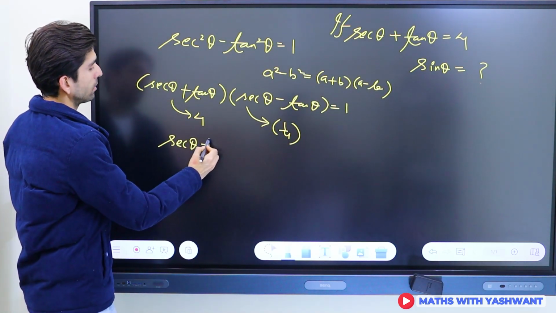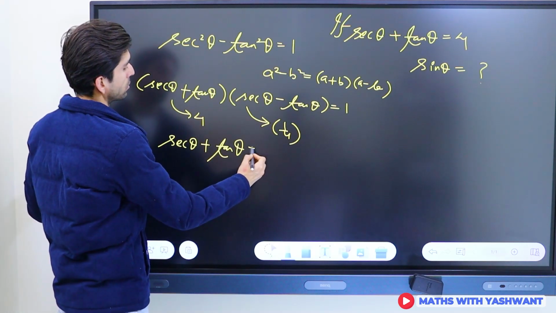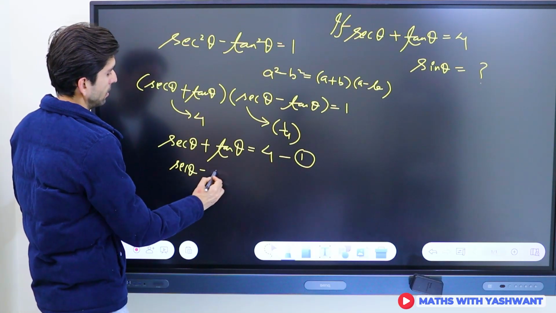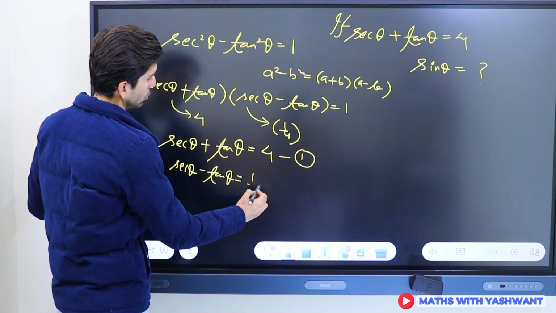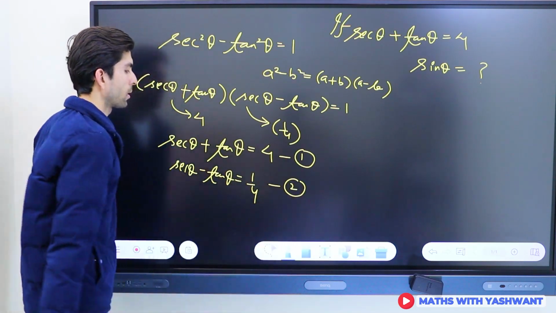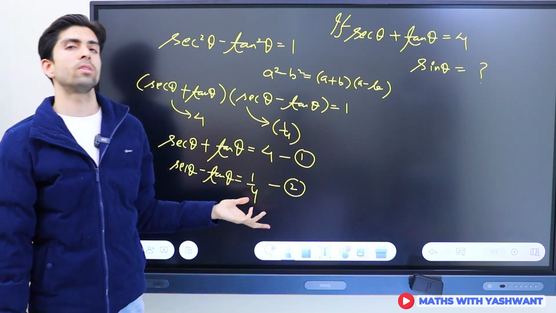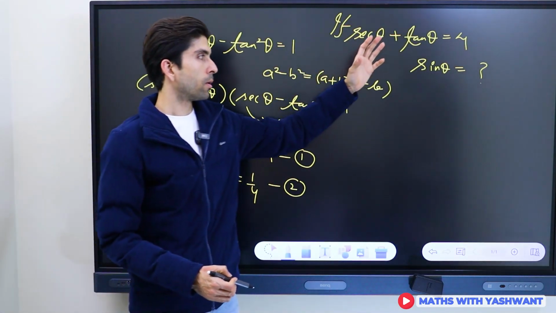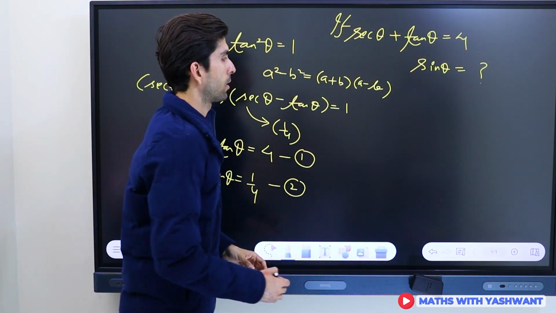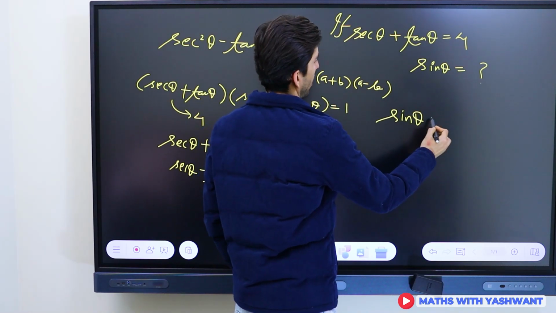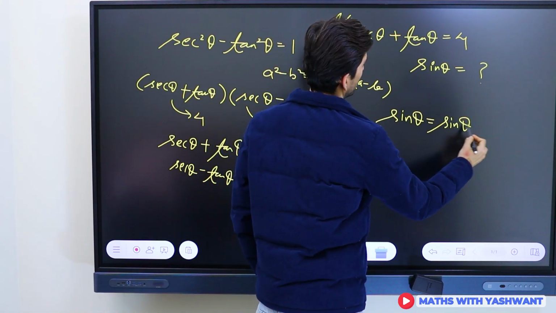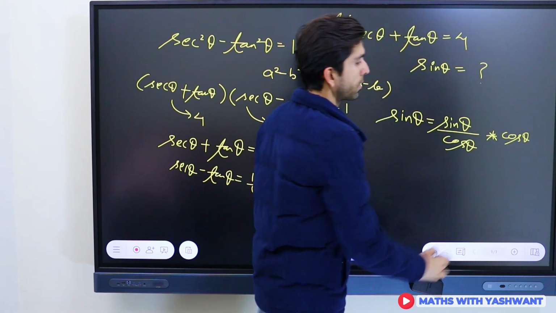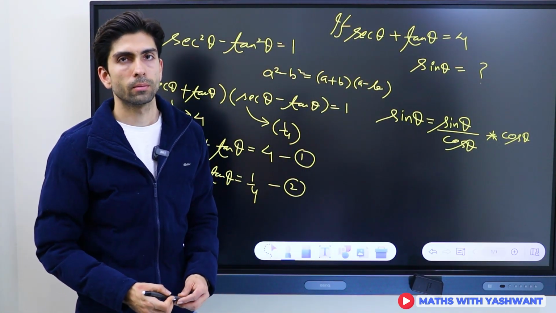So using this identity, we have got two equations. The first one is already given to us, and the second one we get is sec theta minus tan theta is equal to 1 by 4. Now what we are going to do with these equalities, you'll know in a short while. We have to find the value of sine theta. For sine theta, I can express it as sine theta by cos theta into cos theta. Is there any problem? I hope not.